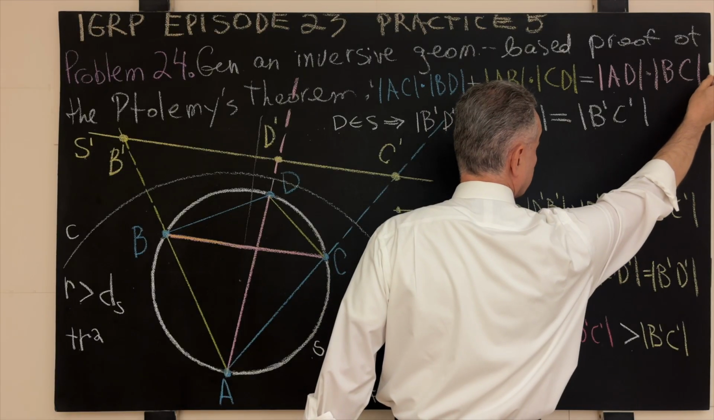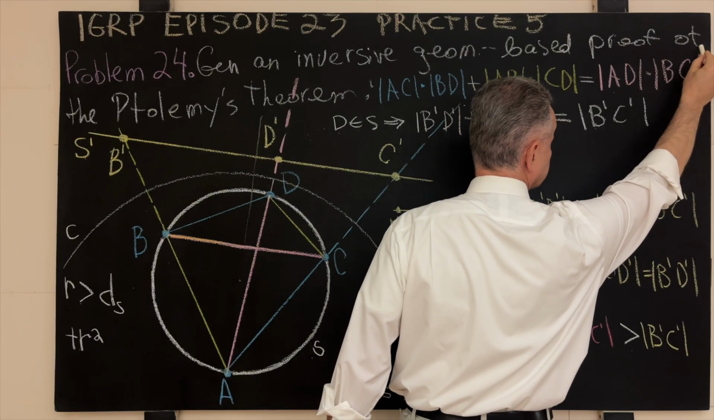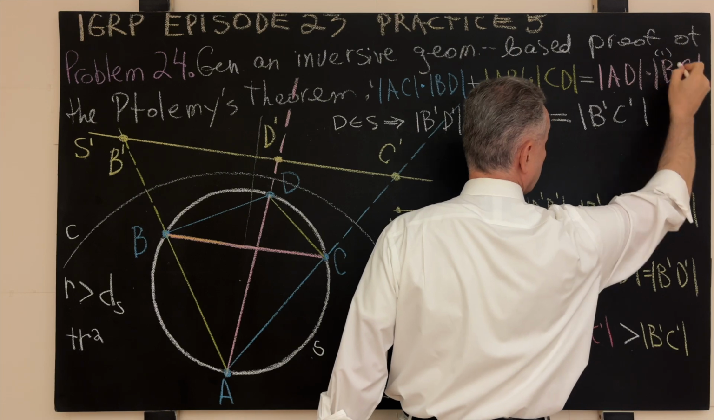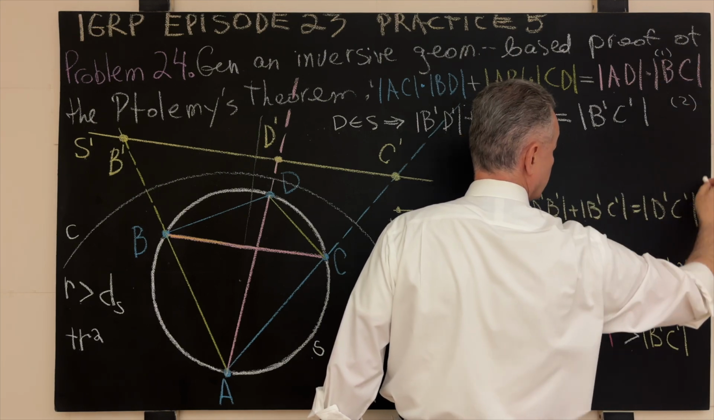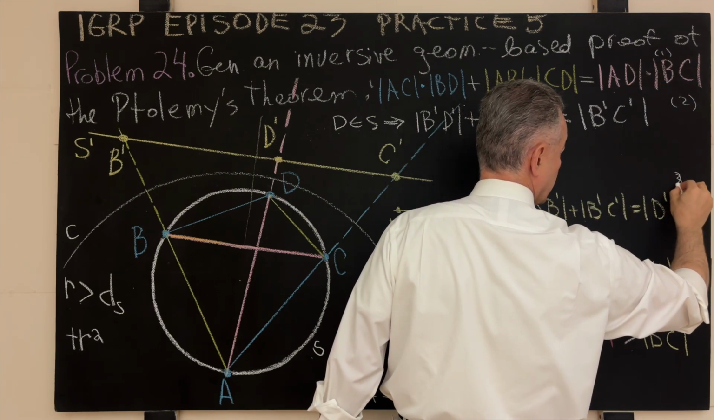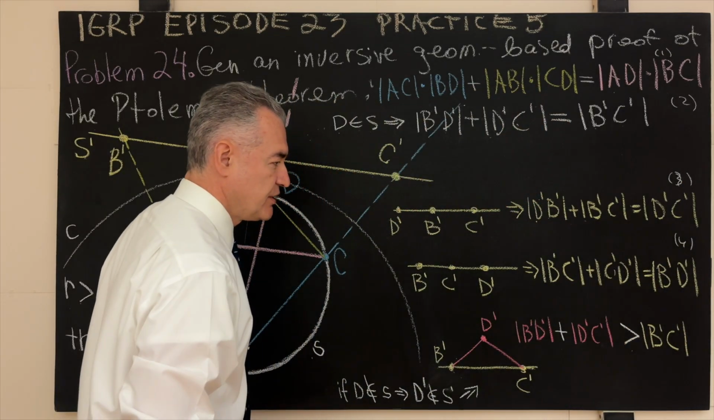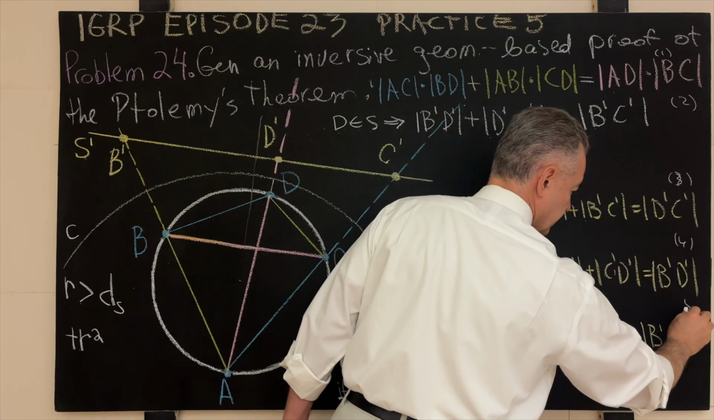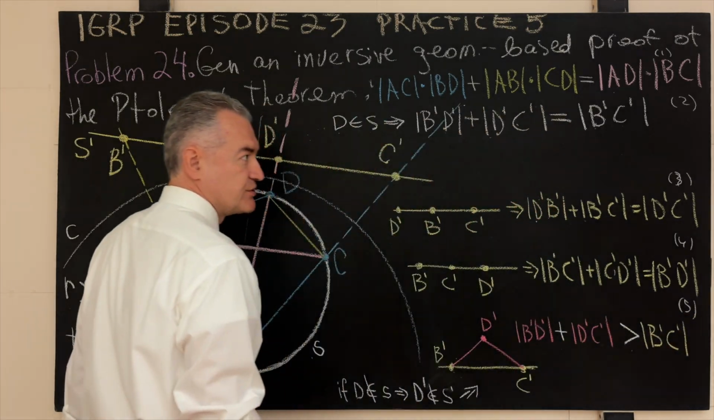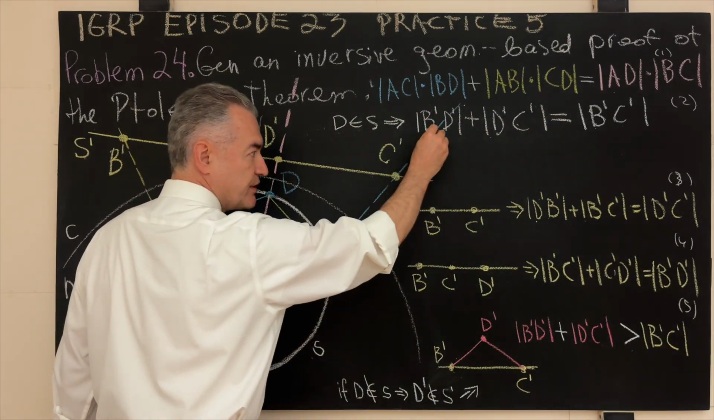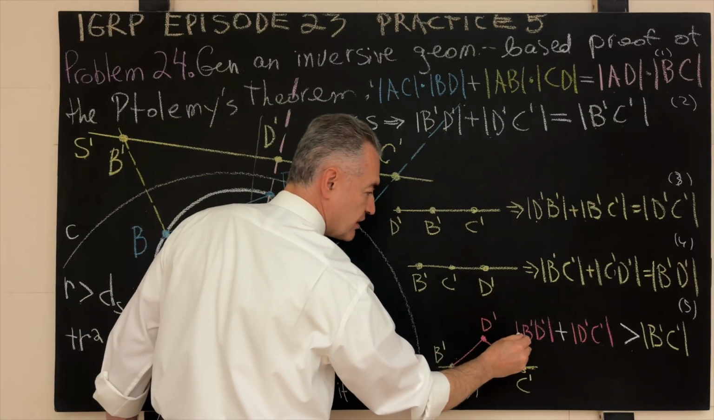If this is our relation number 1, let's mark it number 1. This will be number 2. This will be number 3. This will be number 4. So we cross these, and this will be number 5. Across these relations, we will work with this relation and with this relation.